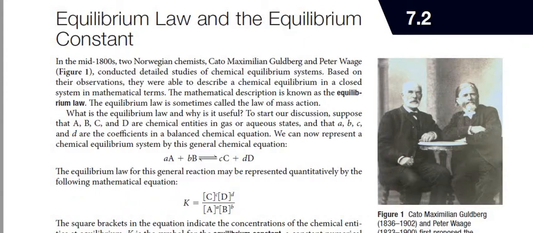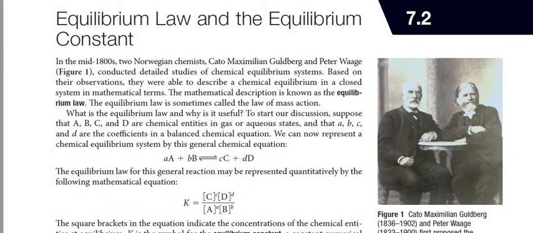To start our discussion, suppose that A, B, C, D are chemical entities in gas or aqueous states, and that lowercase a, b, c, d are the coefficients in the balanced chemical equation. We can now represent the chemical equilibrium system by this general chemical equation: aA plus bB gives cC plus dD, and we consider it as a reversible reaction. The equilibrium law for this general reaction may be represented quantitatively by the following mathematical equation.